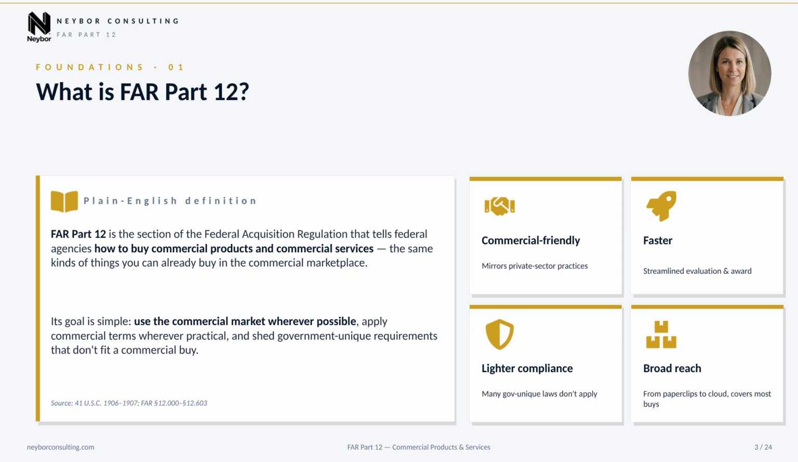Why does that matter? Look at the 4 tiles on the right. First, it is commercial-friendly. The terms mirror what private sector buyers already accept. Second, it is faster. The streamlined procedures cut weeks out of the timeline. Third, it carries lighter compliance because many government-unique statutes do not apply when you sell commercial. And fourth, it has broad reach. Part 12 covers everything from a box of paper clips to a multi-million-dollar cloud subscription. If you understand Part 12, you understand the lane the government most wants to buy in.